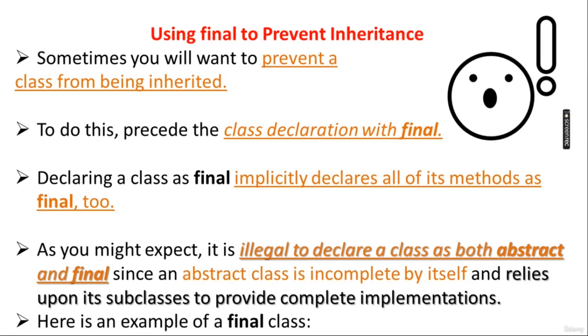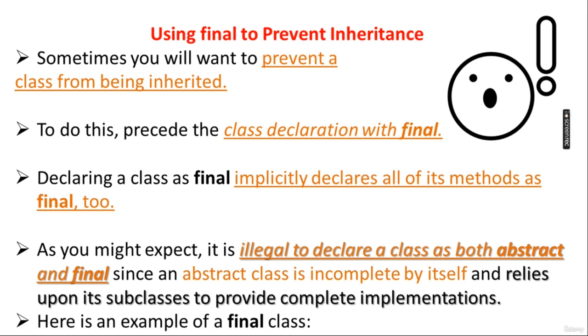Using final to prevent inheritance. Sometimes you will want to prevent a class from being inherited. In the previous usage of final, we saw that the final keyword prevents a method from being overridden. But sometimes you will want to prevent a class from being inherited. To do this, precede the class declaration with final. Any class that is declared as final cannot be inherited by any class. So no class can inherit this class, or get the properties of this class. Declaring a class final implicitly declares all of its methods as final too.